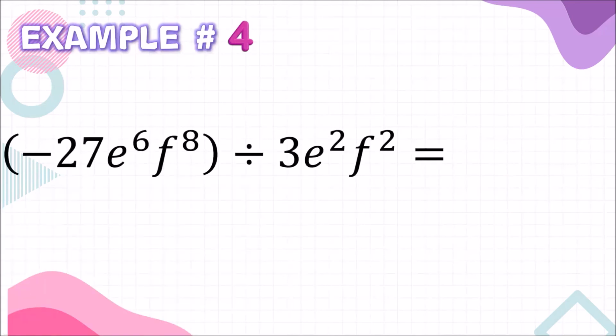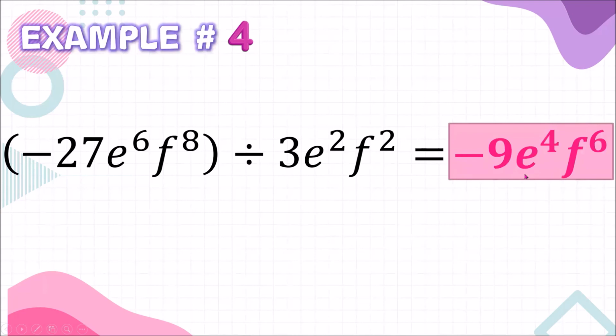Negative 27e to the 6, f to the 8 divided by 3e squared, f squared. So negative divided by positive is negative. 27 divided by 3 is 9. So e raised to 6 over e squared. So 6 minus 2, it will become e to the 4th. And then f to the 8 over f squared. So f to the 6. So we have here negative 9e to the 4th, f to the 6.